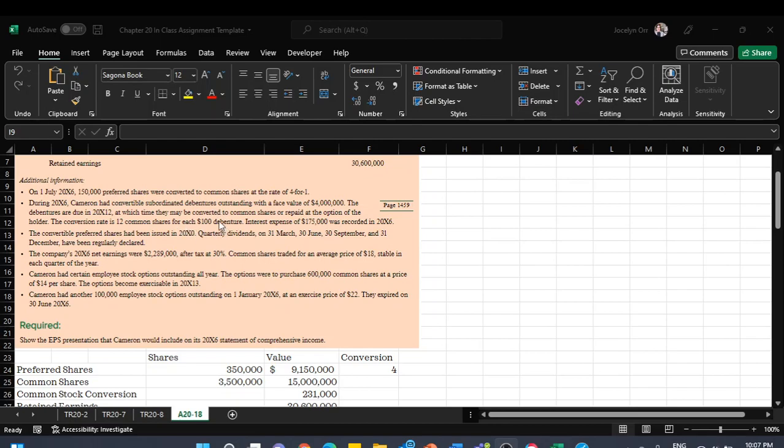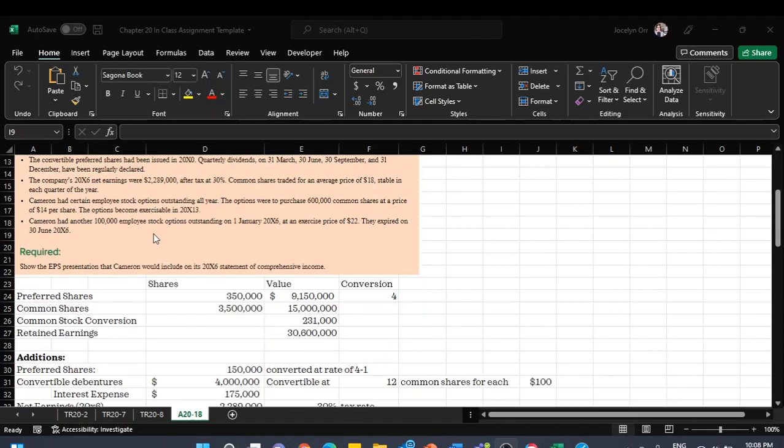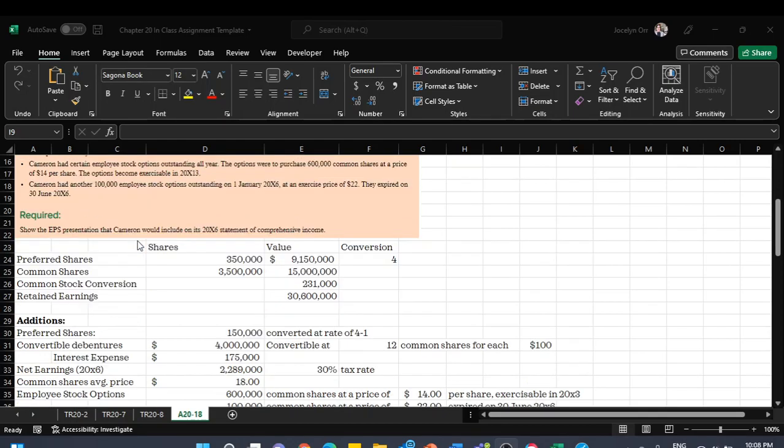Conversion rate is 12 common shares for every $100, interest expense of $175,000. Convertible preferred shares have been issued in 20x0, quarterly dividends, 20x6 net earnings, tax rate of 30%, common shares traded for an average price of $18. They had employee stock options outstanding all year. The options were to purchase 600,000 common shares at a price of $14 each. Options became exercisable in 20x3. Cameron had another 100,000 employee stock options outstanding at an exercise price of $22, expiring June 30th.